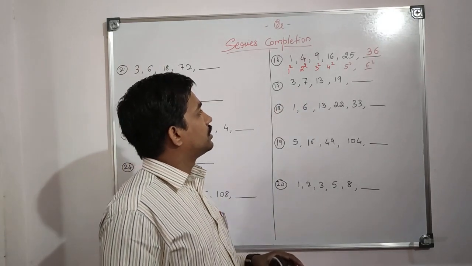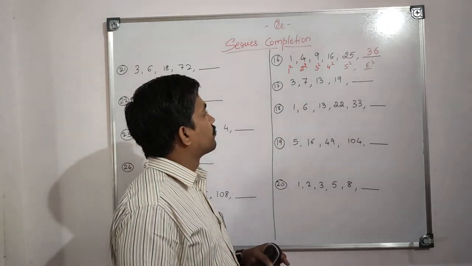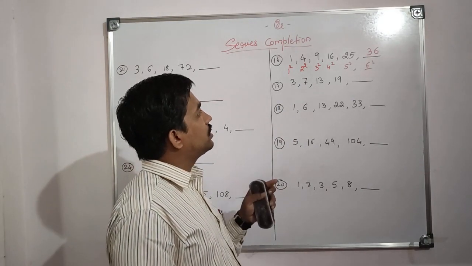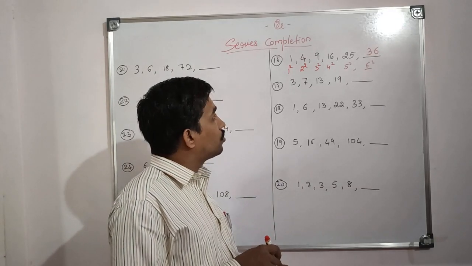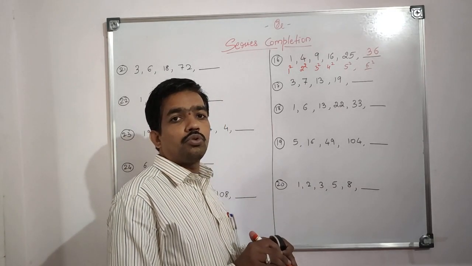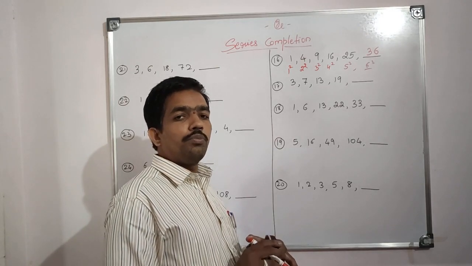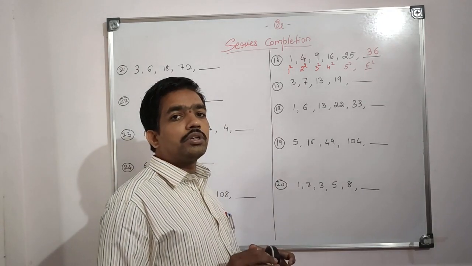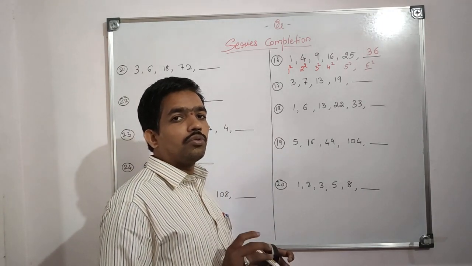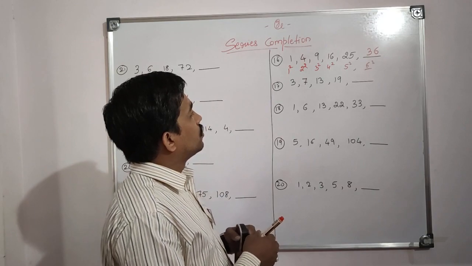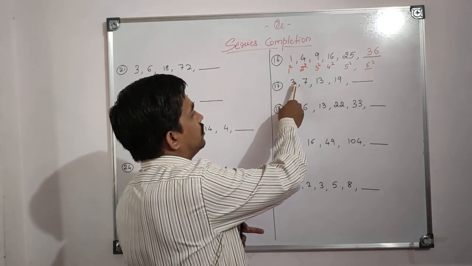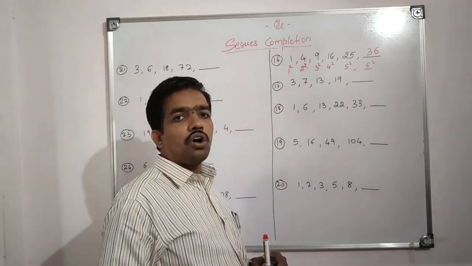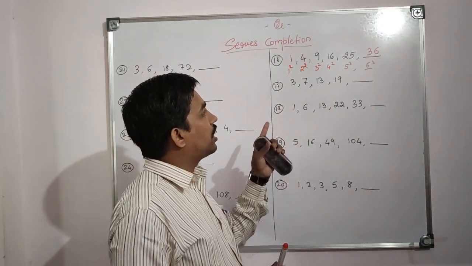And see this number, second question. Is there any idea? For these kinds of questions, you have to first know all the square numbers up to 25, cube numbers up to 15, and all the prime numbers, composite numbers, and all. You have to know first. So see, 3, 7, 13, 19. These all are prime numbers.